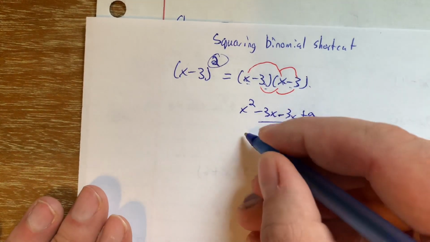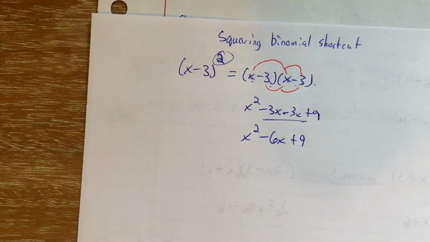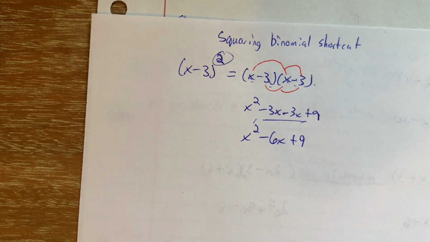And last, we can combine these and get x squared minus 6x plus 9. But you are going to square like, I don't know, 500 binomials, and you don't want it to take this long. This takes like 30 seconds.